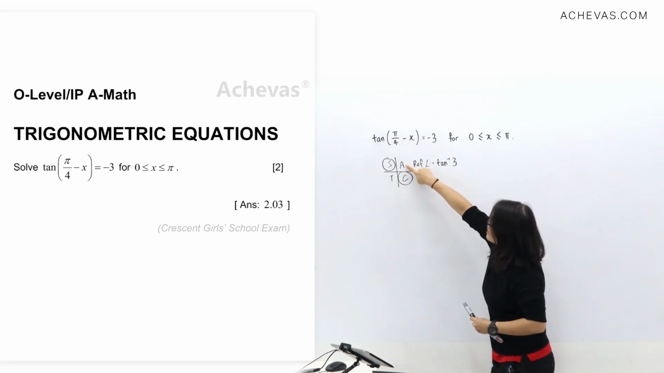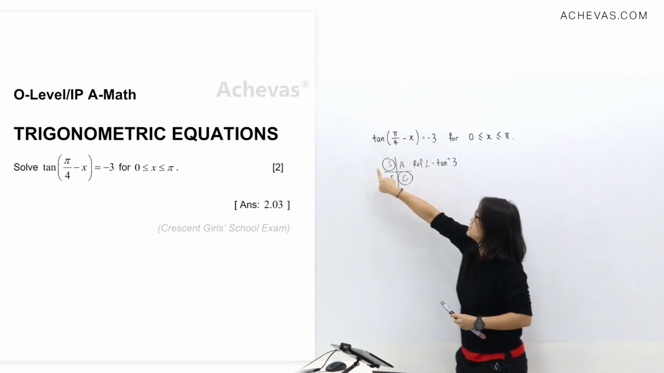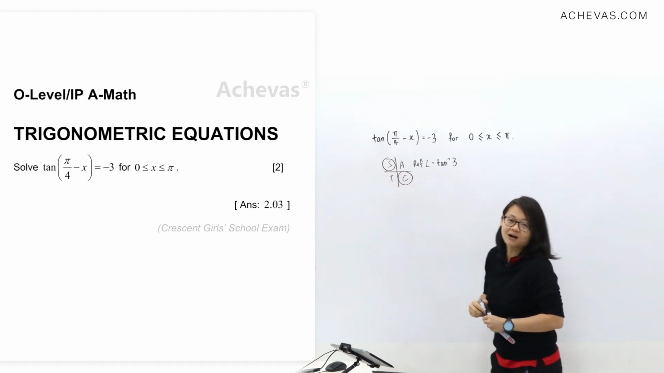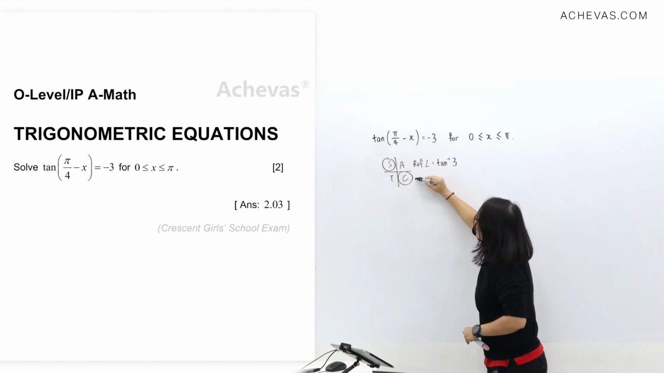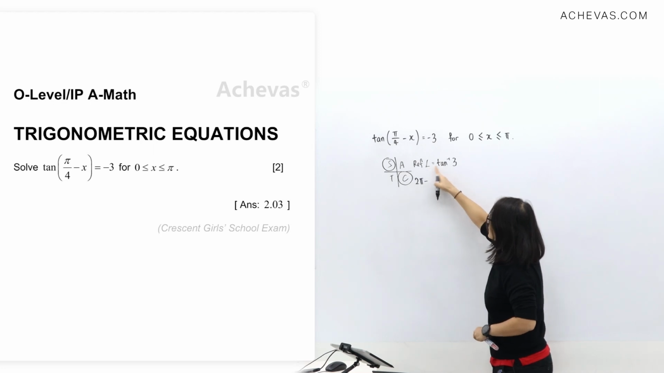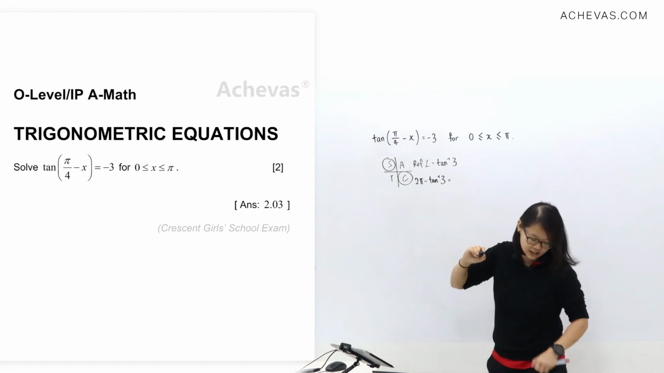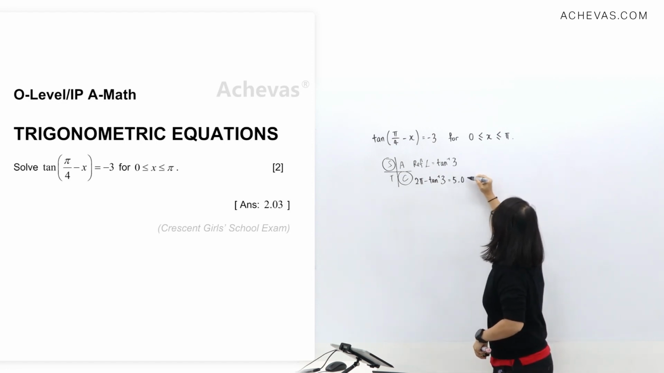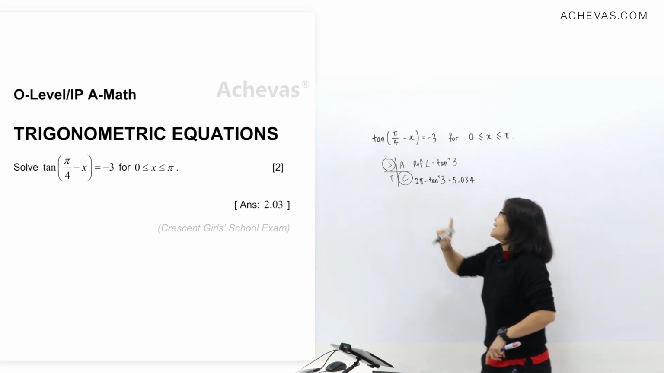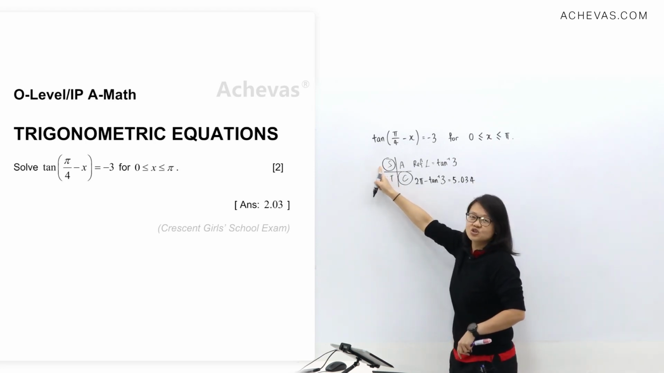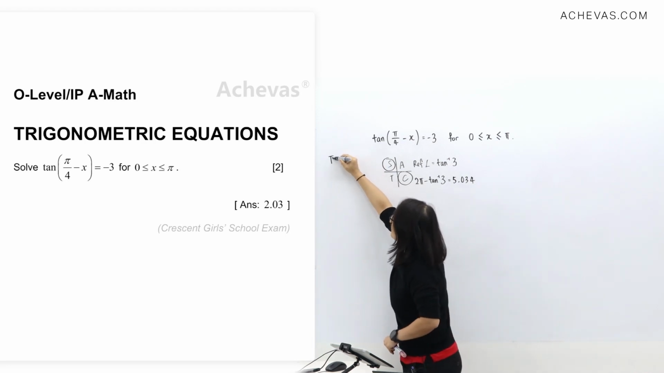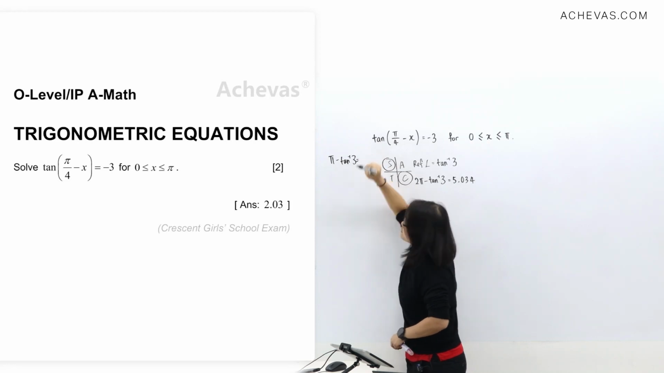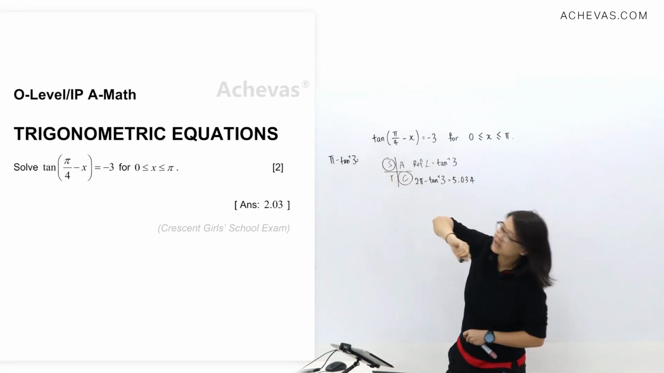Since this one is not my first quadrant, I need this and this region. We'll do our normal calculation: the formula is 2 pi minus reference angle. So I'm going to use tangent inverse of 3 and click my calculator. I'll get 5.034. Then for this quadrant here, we use pi minus reference angle, which will give me 1.893.